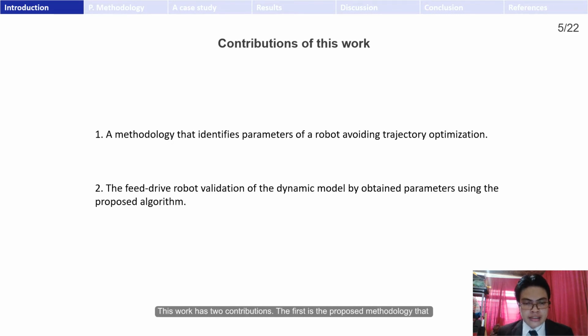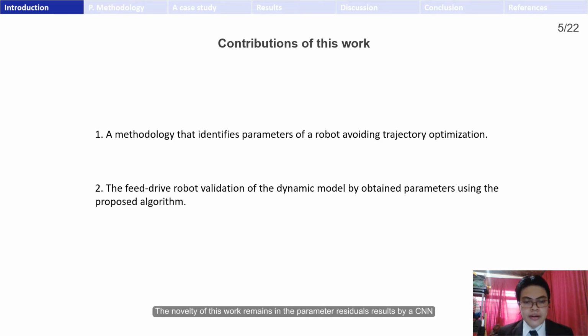This work has two contributions. The first is a proposed methodology that identifies parameters of a robot avoiding trajectory optimization. Consequently, the required time for parameter identification is reduced. In addition, once the CNN of the proposed methodology was trained with a specific robot model, the algorithm can be scaled to identify multiple robots with the same model.